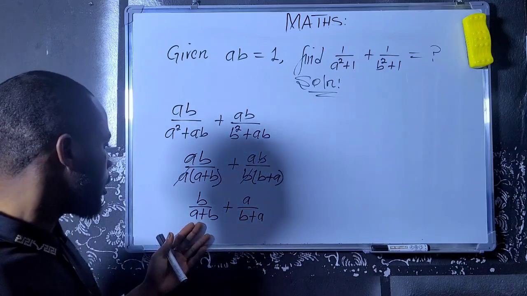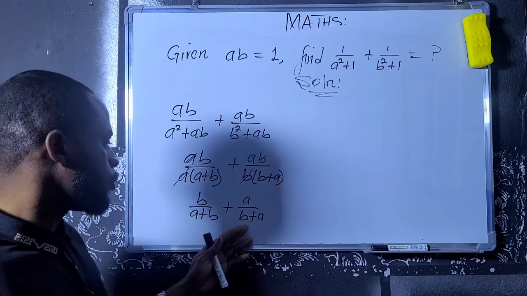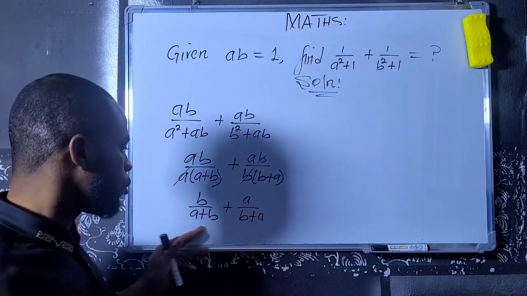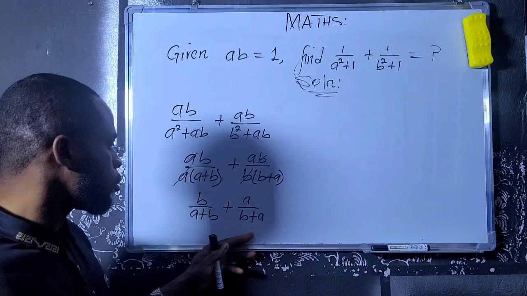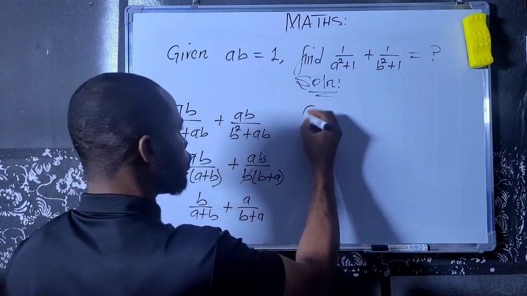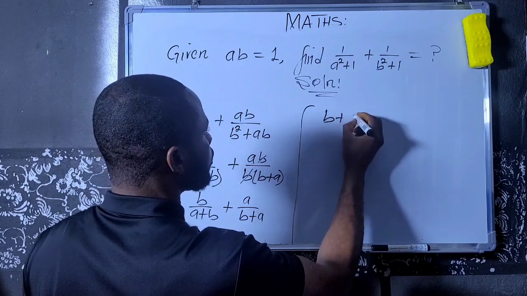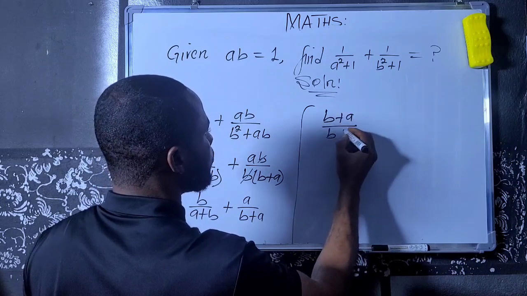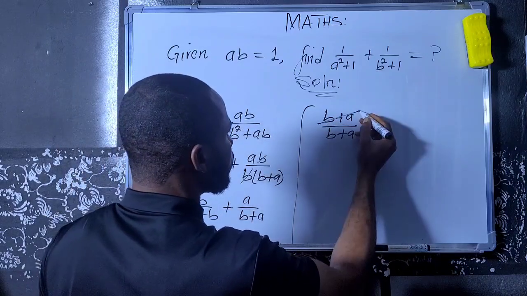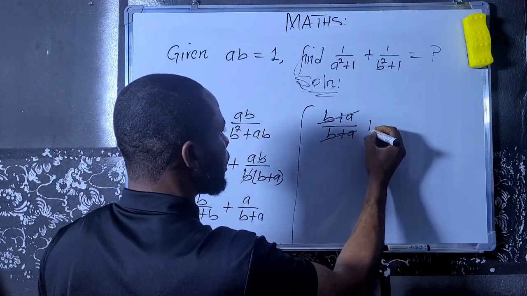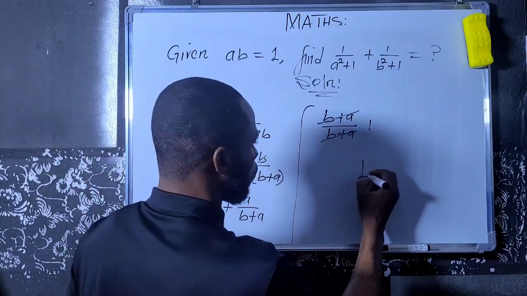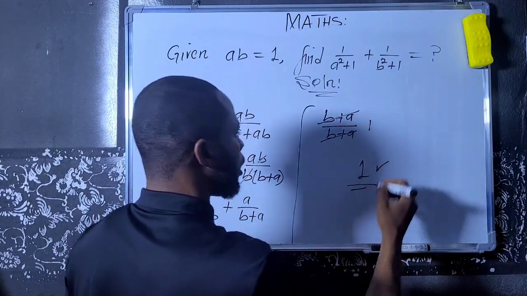Then here again A plus B is the same thing as B plus A. Therefore, in the denominator we have the same value. Then as such, we are going to add up the numerators and the expression becomes B plus A divided by B plus A. As such, B plus A will cancel out B plus A, giving 1. Therefore, the value of this expression equals 1. And this is the answer.